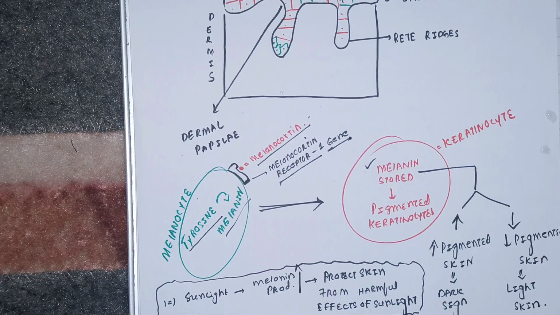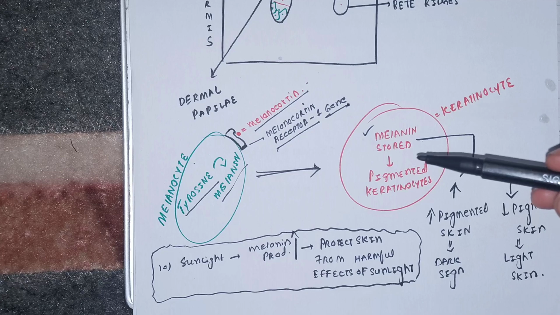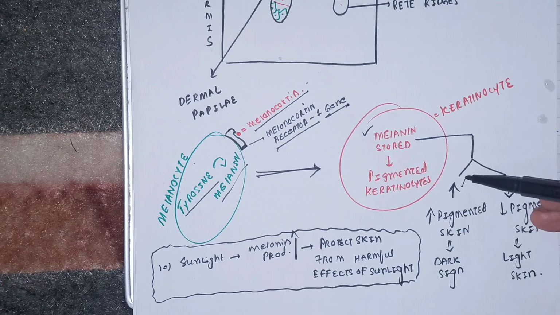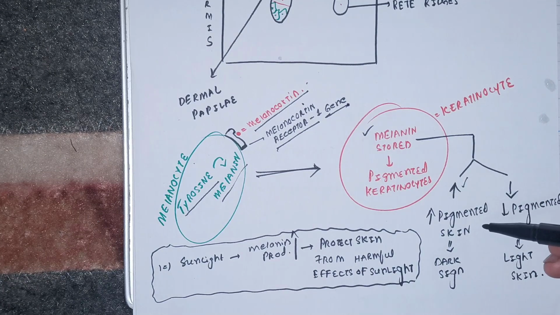When the melanin is stored in keratinocytes, obviously they become pigmented. If more melanin is stored, then obviously the skin will be more pigmented, and if less melanin is stored, the skin will be less pigmented. More pigmented skin is obviously darker skin, and less pigmented skin is obviously light colored skin. Okay.